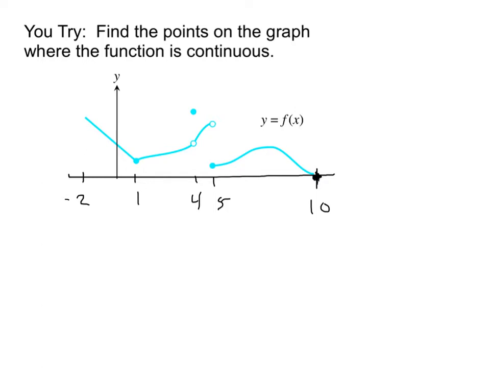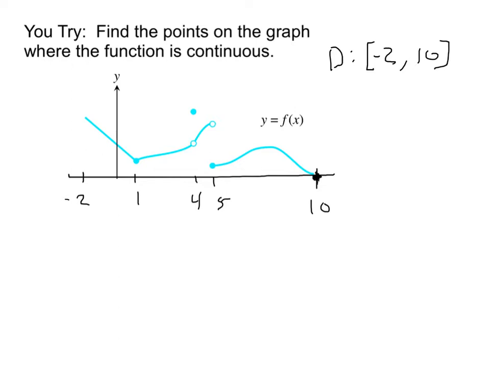Okay, hopefully you said something like, well, this function is continuous along the domain of [-2, 10]. Those brackets mean you're including -2 and 10. I know the -2 doesn't have a dot, but it doesn't have an open circle, so you consider it to be a dot there.